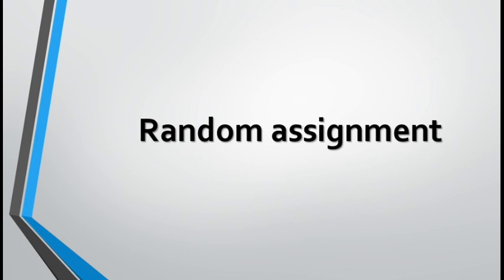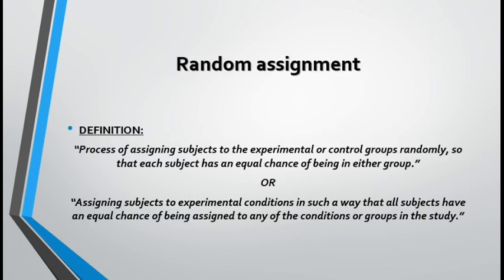Now let's start with random assignment. Random assignment is a process of assigning subjects to the experimental or control group randomly so that each subject has an equal chance of being in either group. Or you can say that assigning the subjects to the experimental condition in such a way that all subjects have an equal chance of being assigned to any of the conditions or groups in the study.